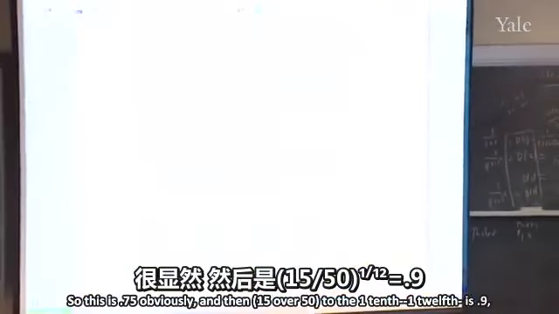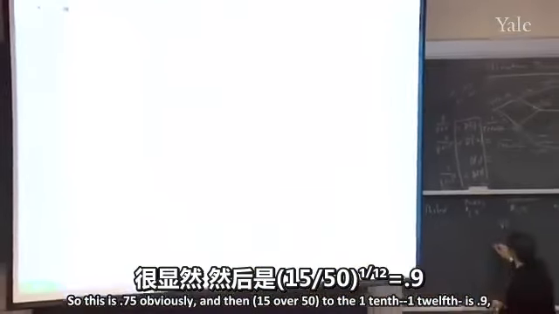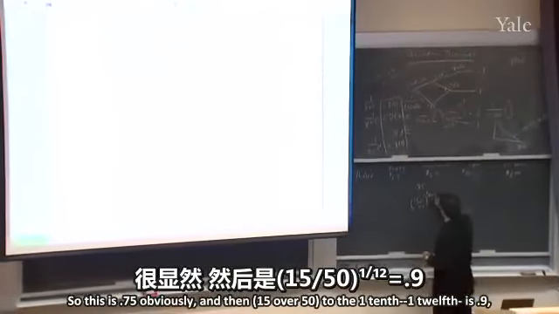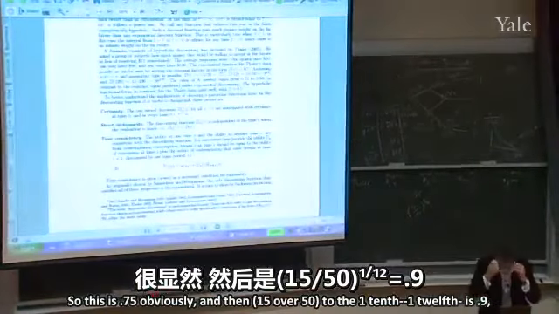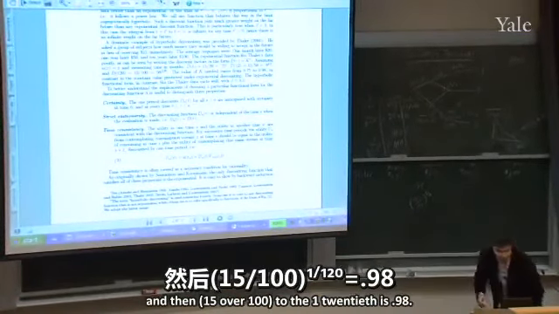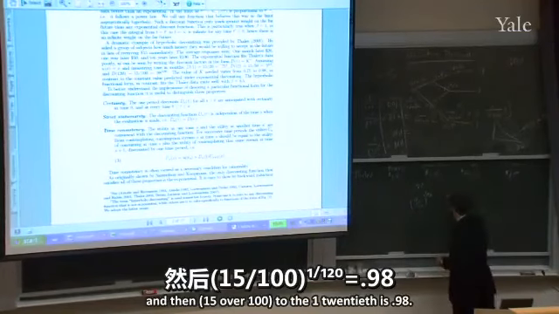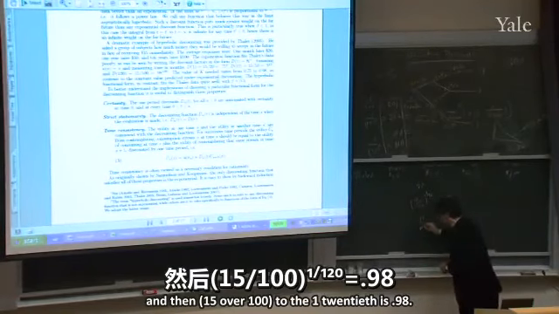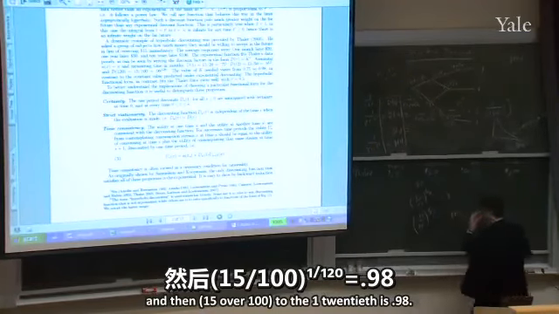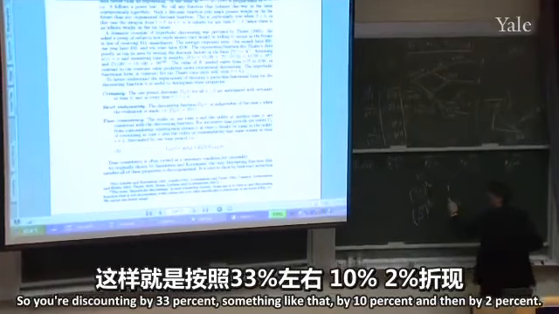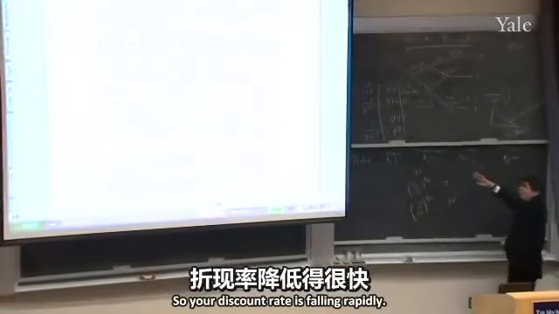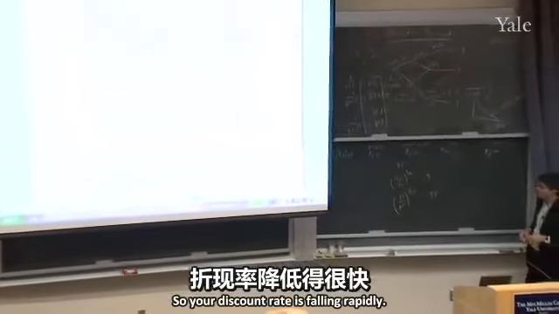So this is 0.75, obviously. And then 15 over 50 to the 1/12 is 0.9, and then 15 over 100 to the 1/120th is 0.98. So you're discounting by 33%, something like that, then by 10%, and then by 2%. So your discount rate is falling rapidly.